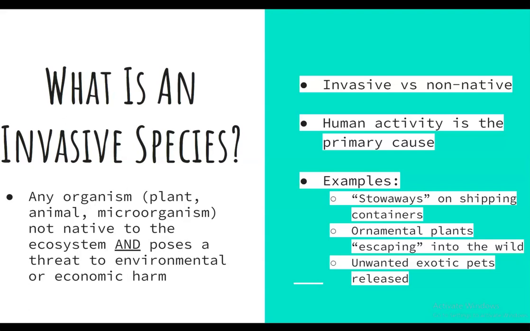These are not always, but usually a result of human activity, although this is typically unintentional. There are many ways invasive species can be introduced. Some primary examples of how they can start being established include being stowaways on shipping containers, ornamental plants escaping into the wild, and unwanted exotic pets being released.